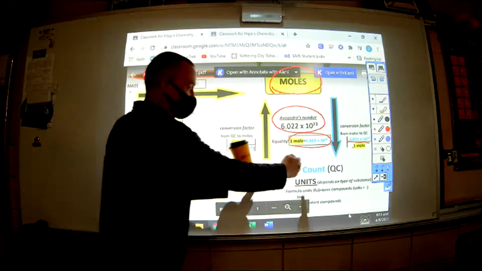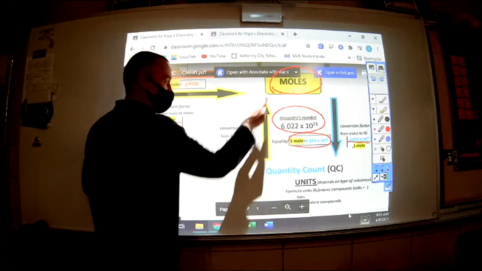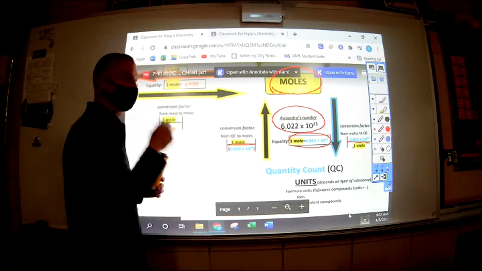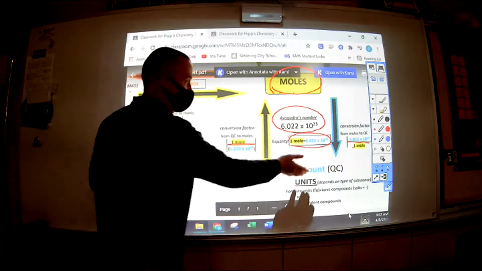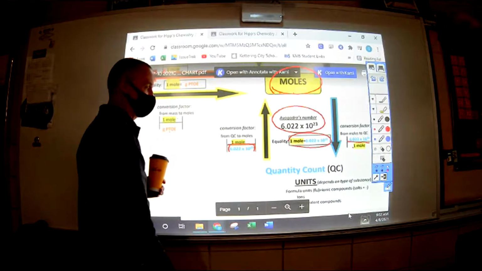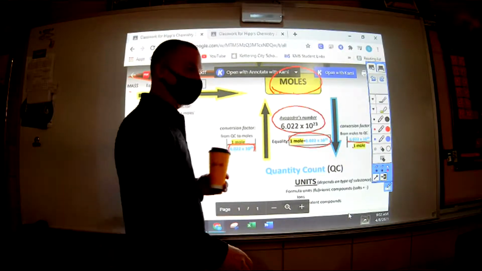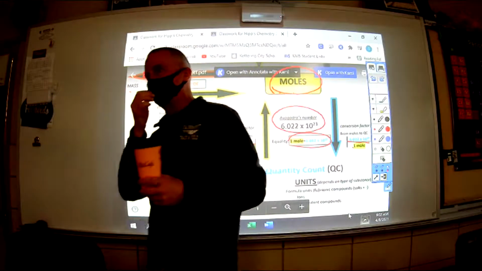If we're starting with the quantity count and we're going up to moles, we're going to moles. It needs to be on the top of the expression so the unit does not cancel out. If we're leaving quantity count, Avogadro's number will be on the bottom. What unit goes with Avogadro's number? Formula unit, molecules, atoms, ions, whatever it is you have is the unit.